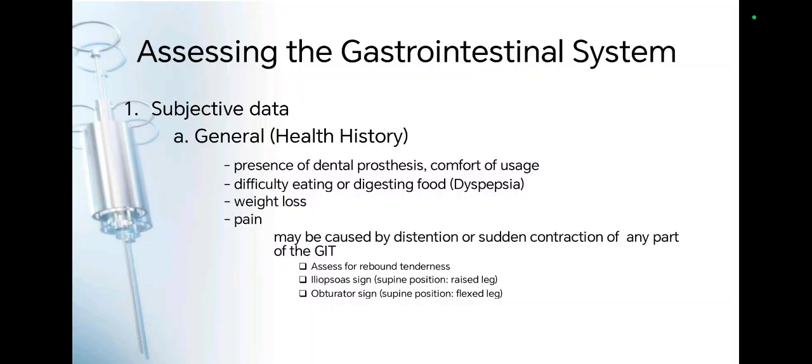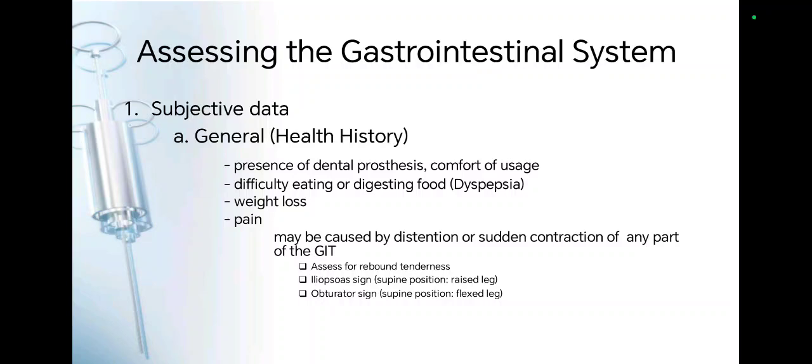If they have recently experienced unexplained weight loss, you have to take note of that one. And if they have experienced pain from any parts of their abdominal region. Now, pain may be caused by distension or sudden contraction of any part of the GIT or gastrointestinal tract. So you assess for any rebound tenderness, wherein you palpate the affected area, and the moment you release your hand, the patient will feel pain. That is what we call rebound tenderness.